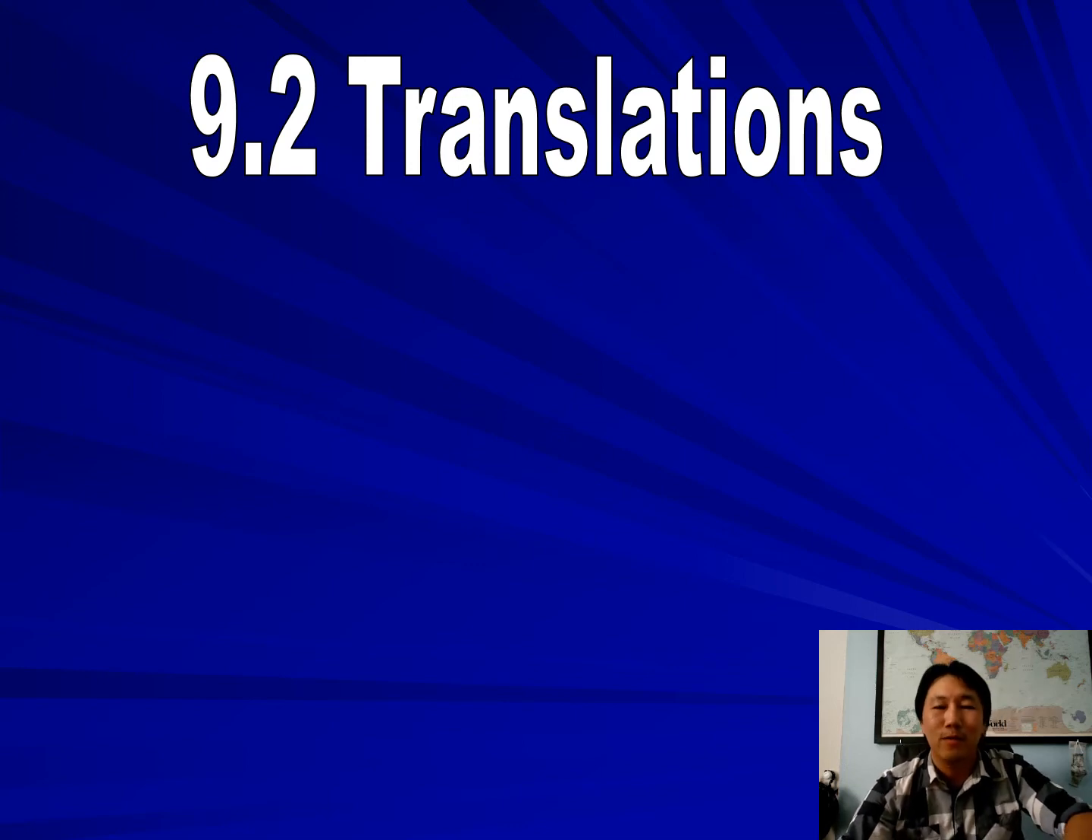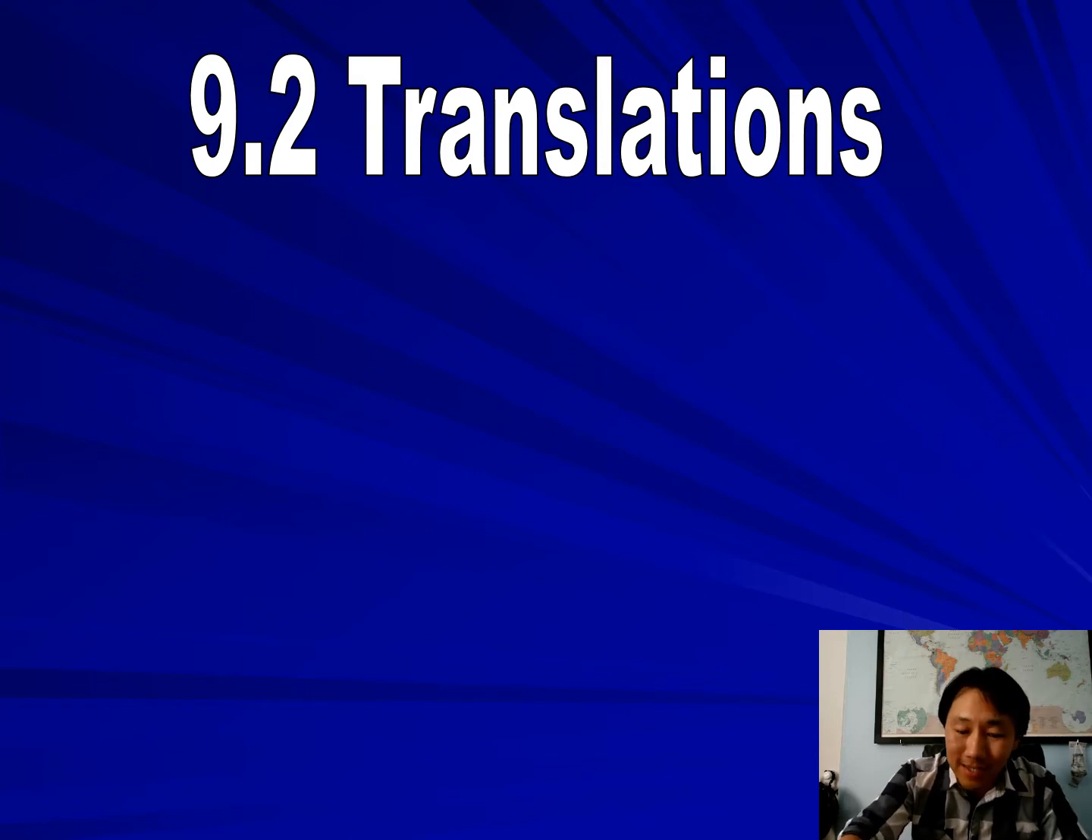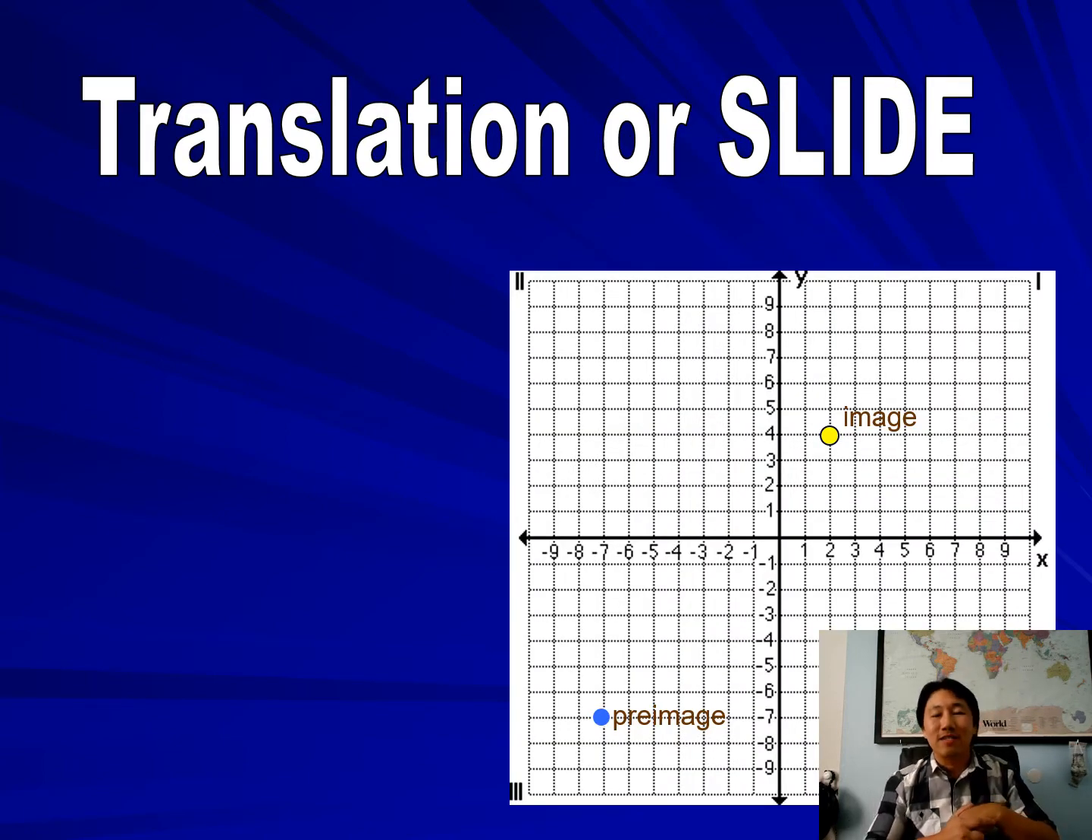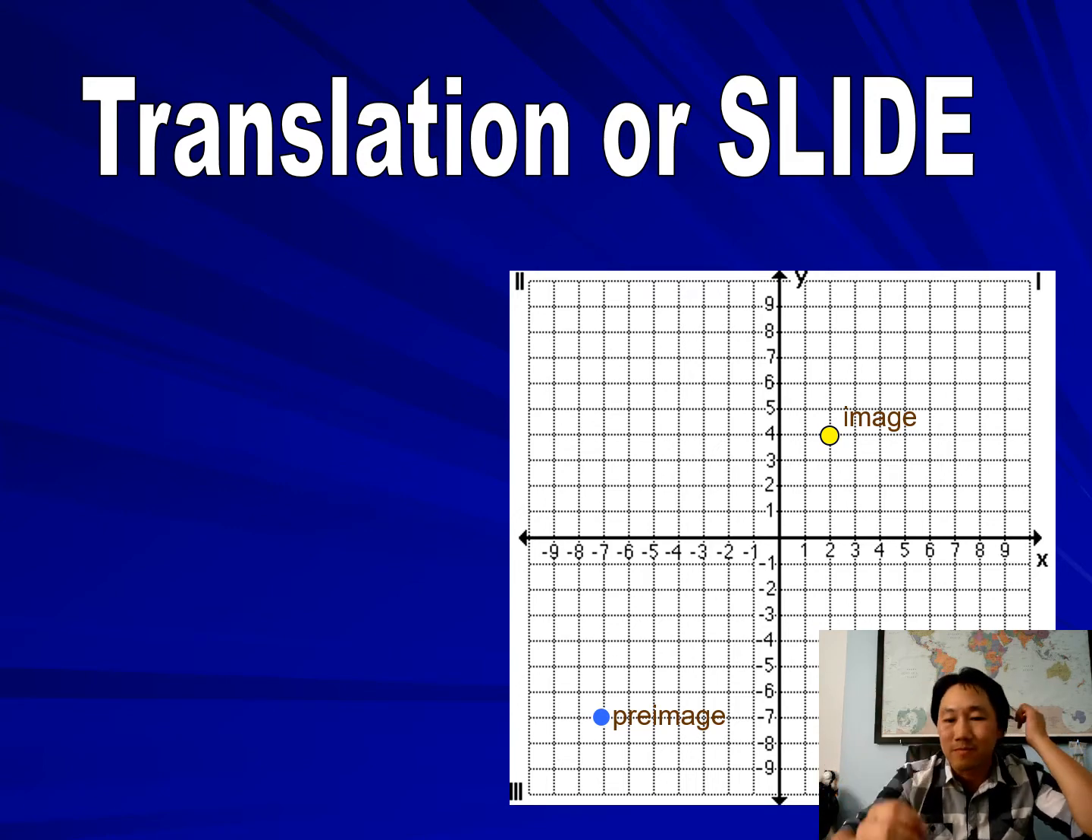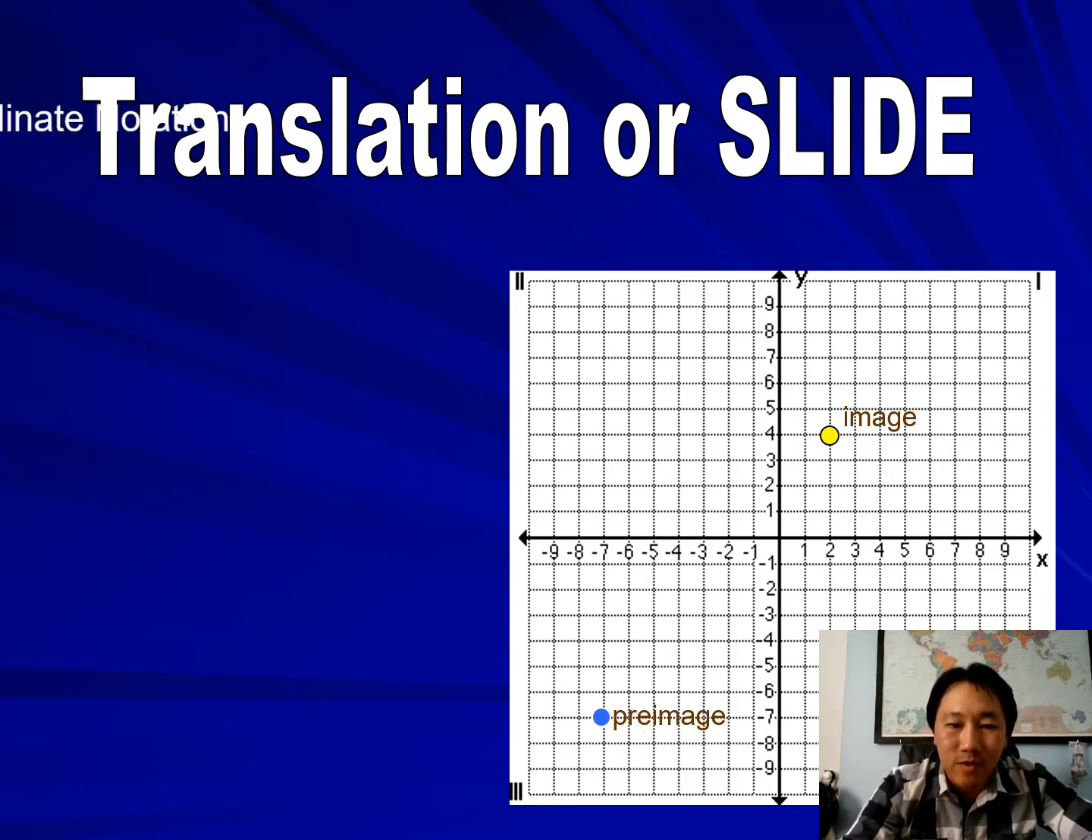All right, 9.2, translations, more than meets the eye. What is a translation? A translation, or a slide transformation, basically just takes whatever image, or pre-image, and slides it around your graph paper. There are two ways we do this.